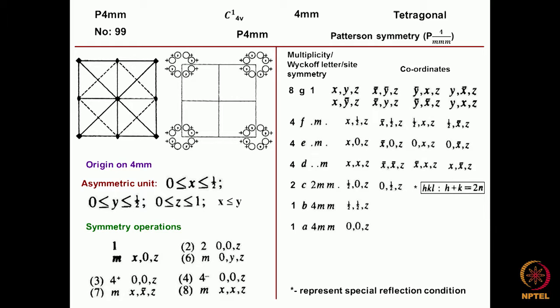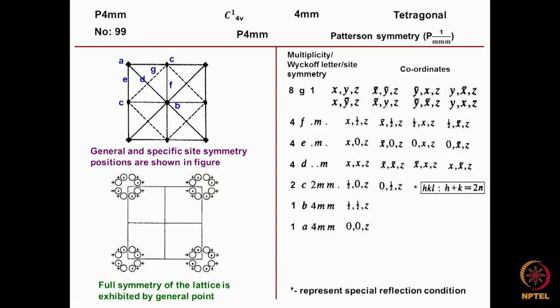Then there are 3 types of mirror symmetry planes also associated with it. The atomic positions are also given. These are all the positions where we can fill the atom.